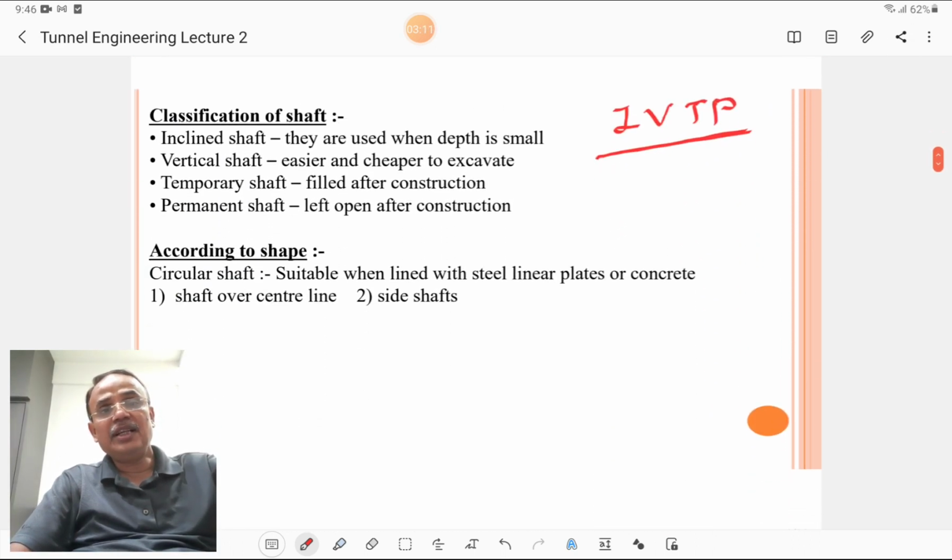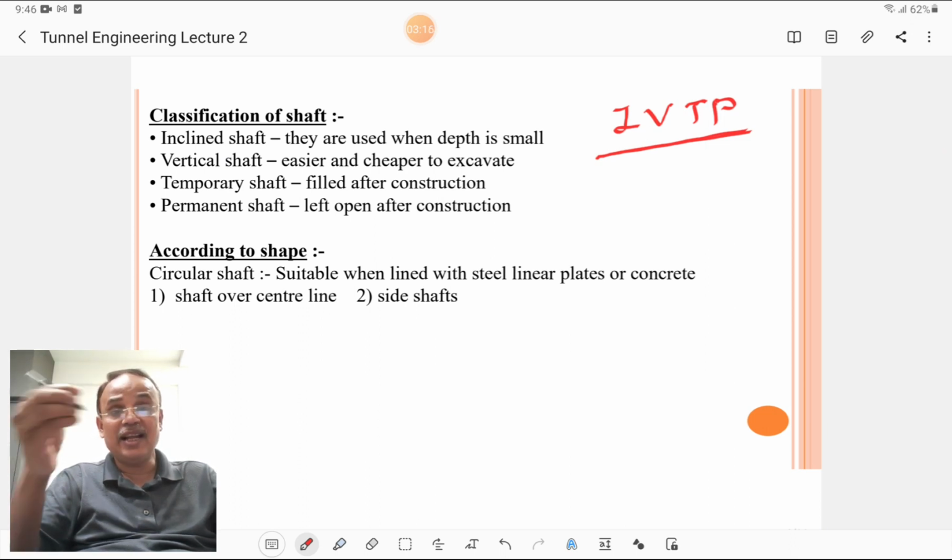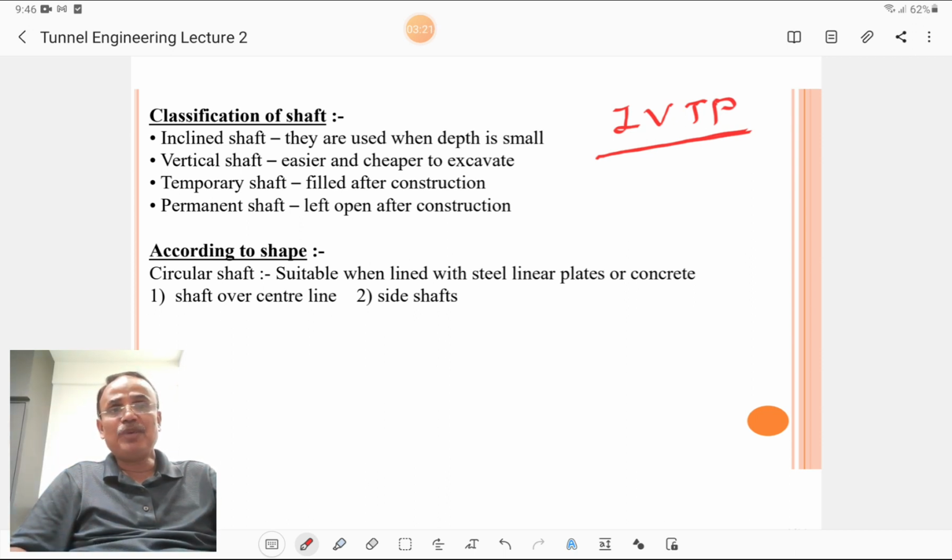Right? Then classification of shafts, you must remember IVTP. I means inclined, V means vertical, T means temporary, and P means permanent. Inclined shafts are used when depth is small. Vertical shafts are easier and cheaper to excavate, as we explained in the earlier figure. Temporary shafts are filled after construction, their use is temporary. And permanent shafts are left open after construction because use is permanent. According to shape, circular shafts are there. They are suitable when lined with steel liner plates or concrete.